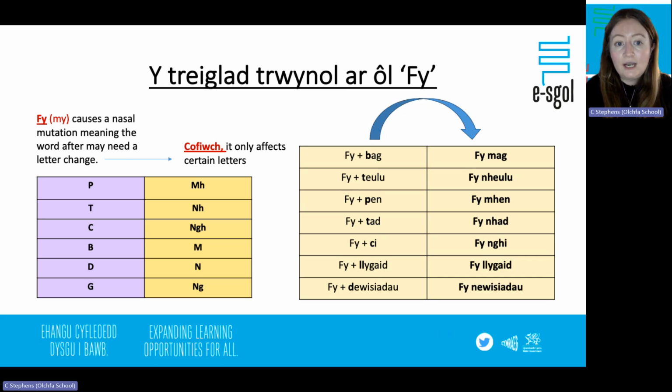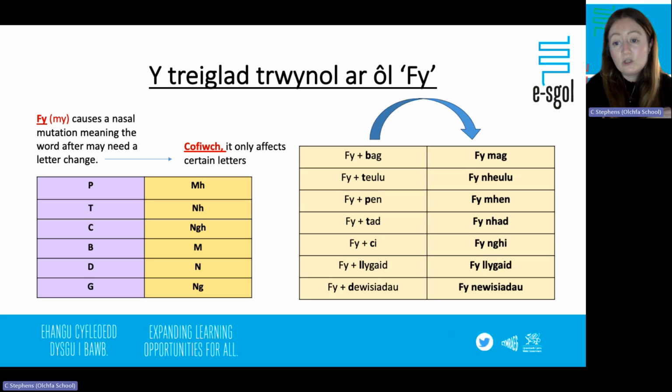So, that means the word after fy may need a letter change. It only affects certain letters. We have already discussed that. So if you wanted to say, for example, my family, well, my in Welsh is fy, family in Welsh is teulu. Because it begins with a T and the T is in our grid, we would need to mutate the teulu. Just the first letter, remember, it only affects the first letter of the word after fy. However, if the word after fy began with an A or an S, for example, then you wouldn't change it. It would stay the same. It only affects those 6 letters, and the only letter that changes is the first letter.